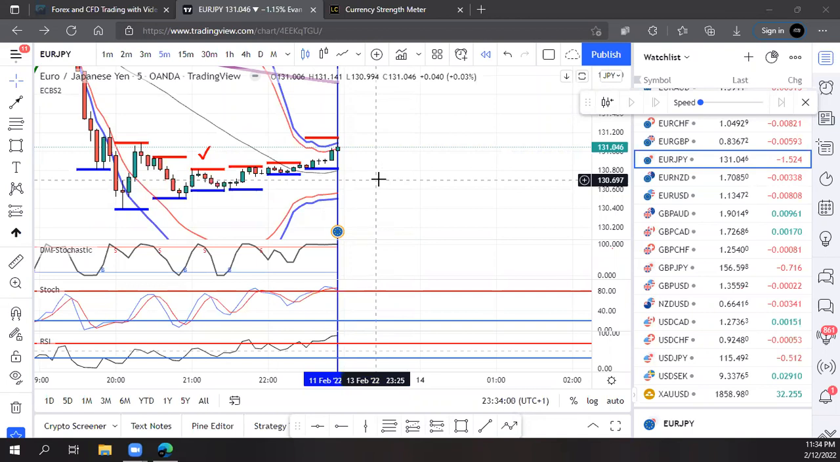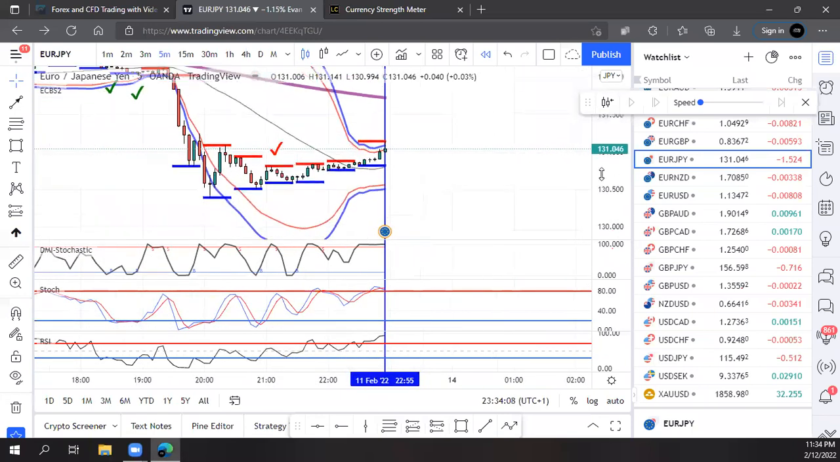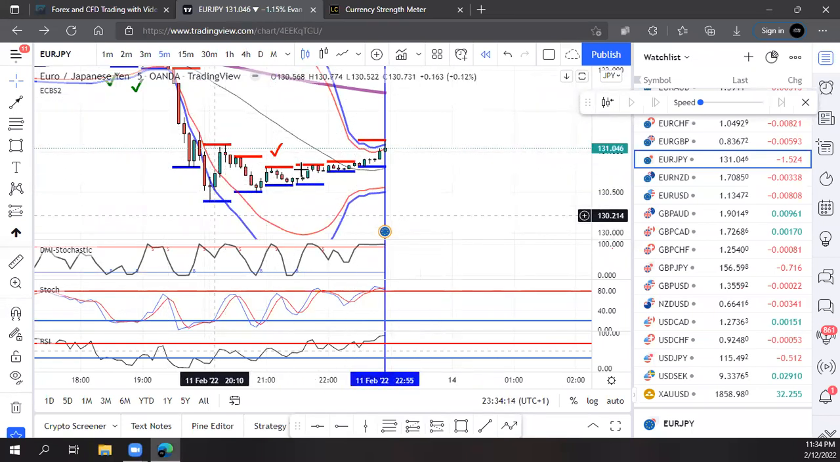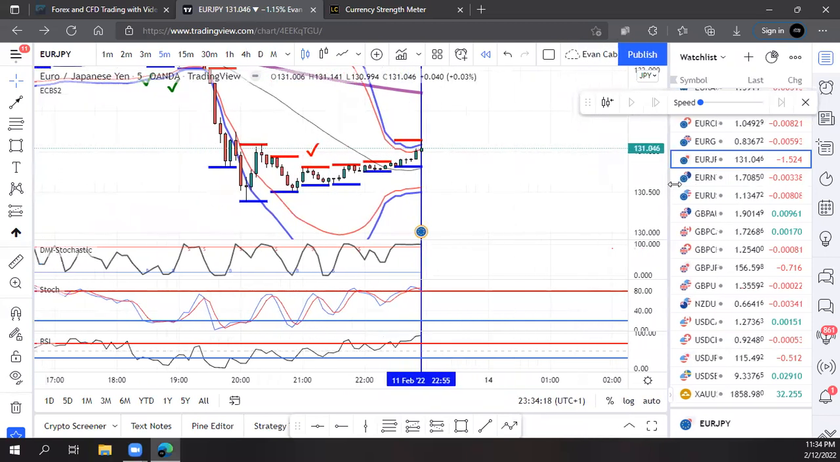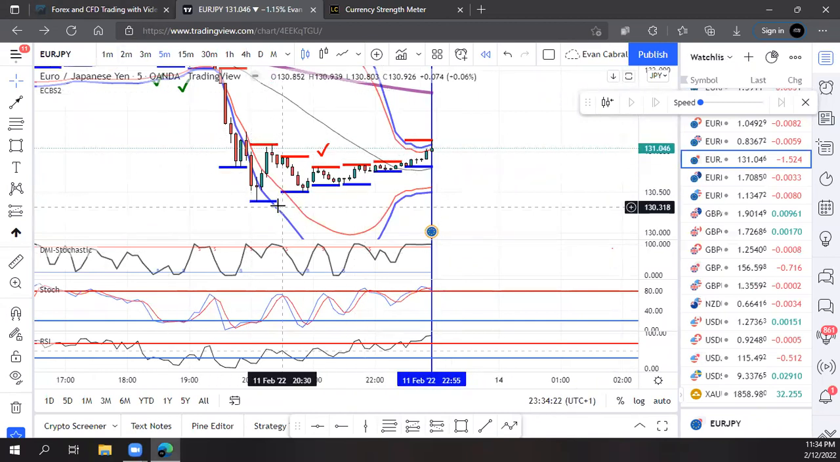What is left is just for you to practice this. When the market opens on Monday, try as much as possible to practice this. Another thing I want to show you: once you've upgraded your TradingView, you can have two charts on one screen. This is the 5 minutes time frame, and I can also have the 1 minute time frame on the same screen.